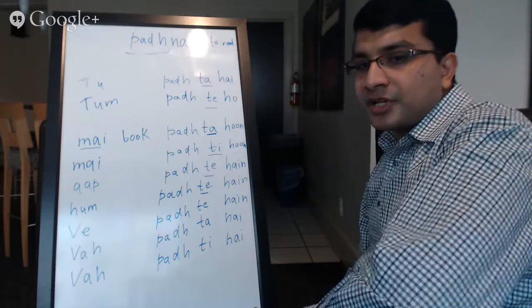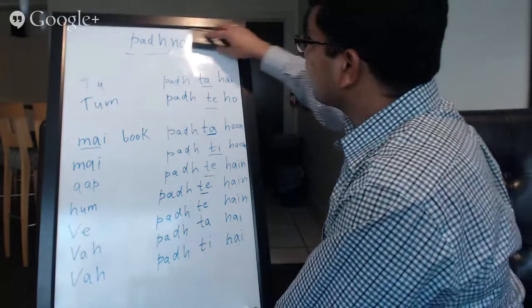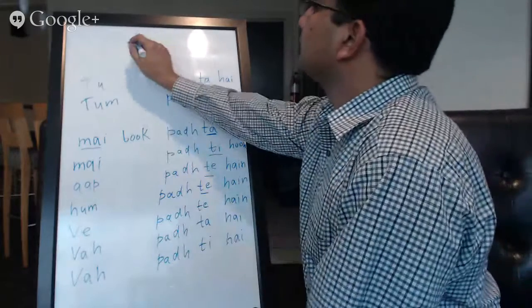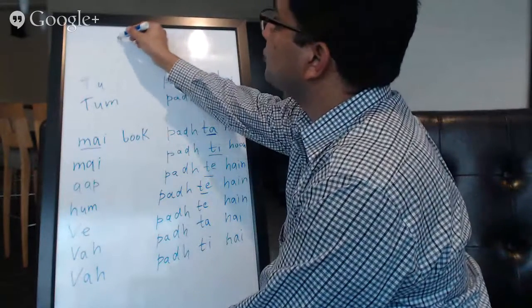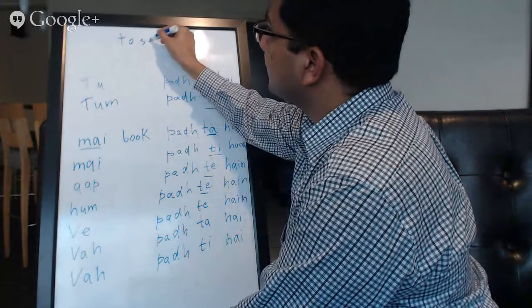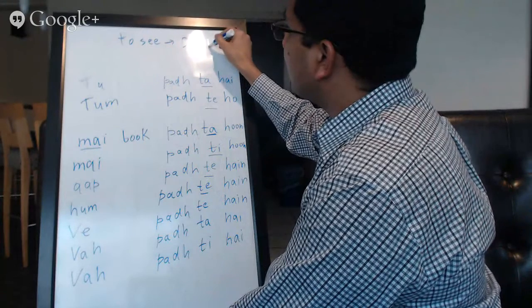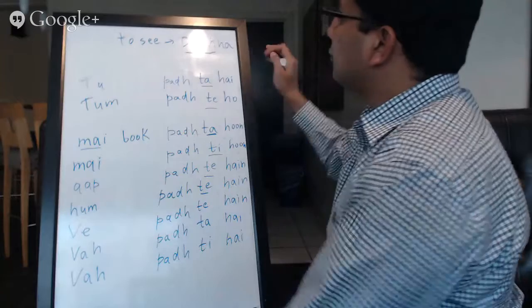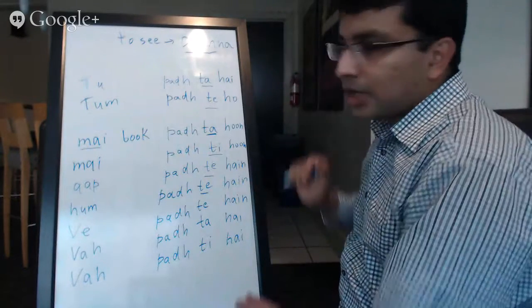So the question is, the verb is to see. To see is देखना. So you will use till DEKH, dekh, and then you'll remove the na.